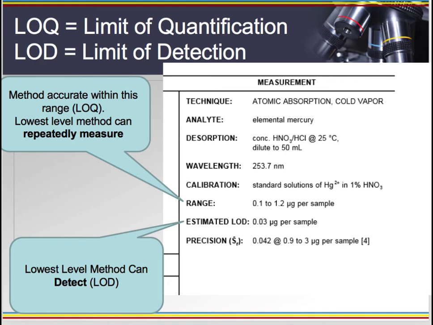And that differs from the limit of detection. The limit of detection here is 0.03 micrograms per sample. And that means that the analytical method, the machine that's doing the analysis, or the human, can detect a sample as light as 0.03 micrograms per sample. They can detect it, but they can't measure it accurately. It can be measured accurately within the range, or the limit of quantification, so between 0.1 and 1.2 micrograms per sample.